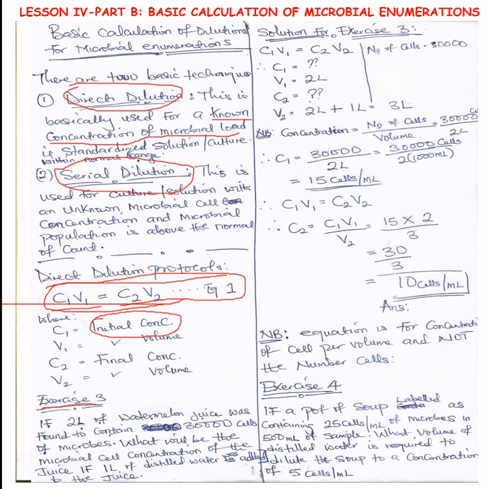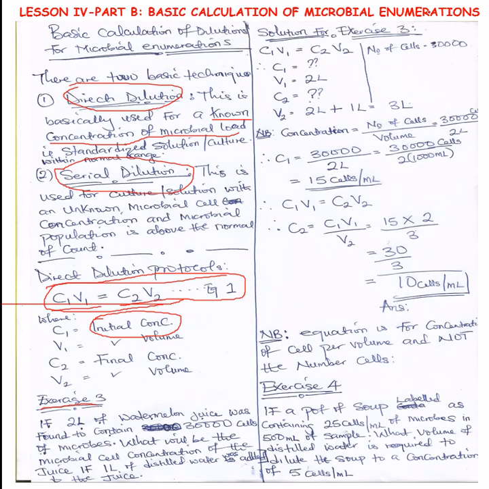Let's discuss this direct dilution. If 2 liters of watermelon juice was found to contain 30,000 cells of microbes, what will be the microbial cell concentration of the juice if 1 liter of distilled water was added to the juice? You have to interpret the question very well in order to extract your values properly for a simple calculation. If you don't extract them well, it becomes a very big issue. Then let's go to the solution for exercise 3.